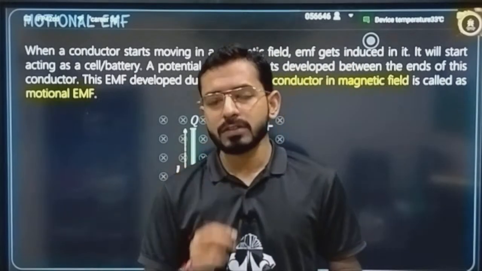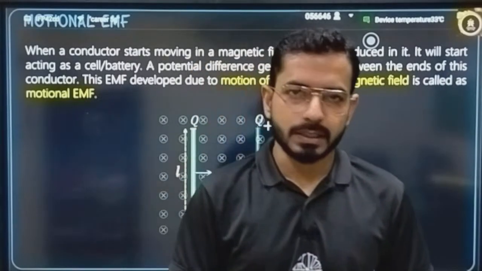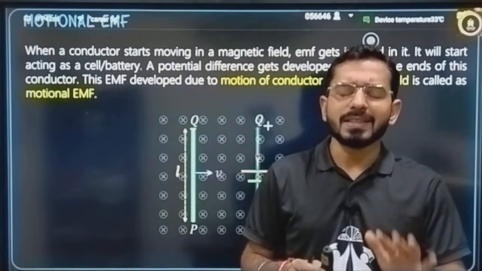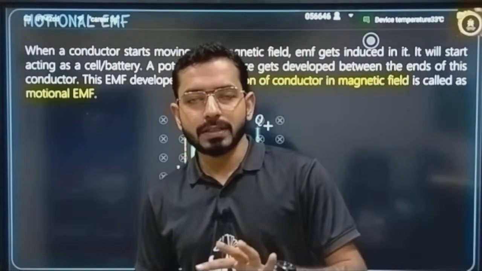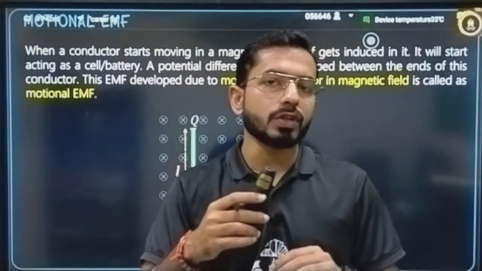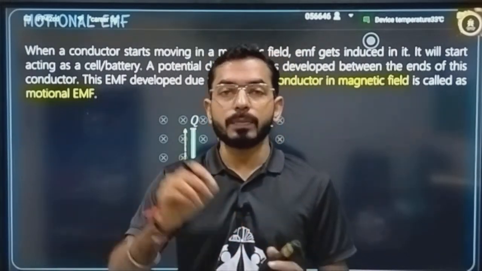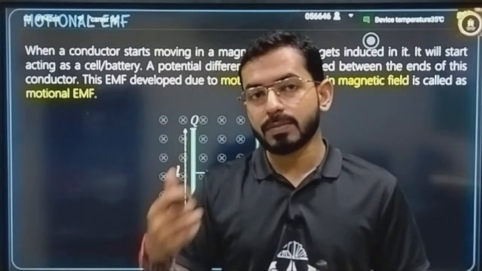Correct, and there was a significance for that minus sign also, which I told you in the last lecture. What was the significance of that minus sign? The minus sign tells you that the EMF is always created in such a way that it opposes the cause. And how was this explained? The directions were explained by Lenz's law.